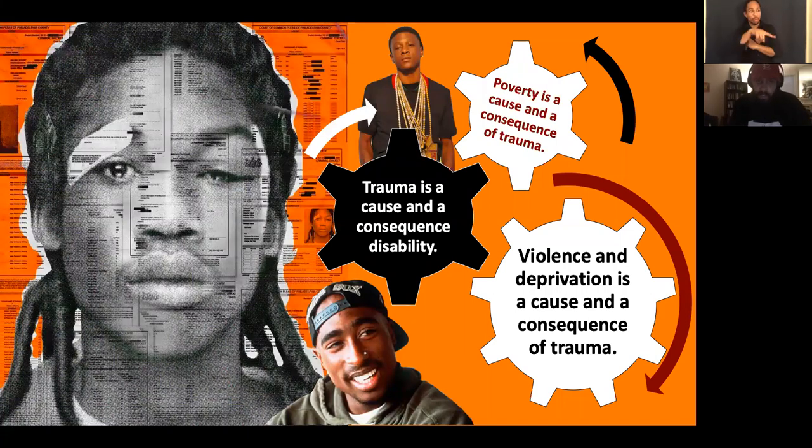On the screen, there's an image of 3 Black men, all 3 rappers. One is a mugshot, and there's a quote that says trauma is a cause and consequence of disability, poverty is a cause and consequence of trauma, and violence and deprivation is a cause and a consequence of trauma. One of the people pictured on the screen is Lil Boosie. He is somebody that spent time in Louisiana State Penitentiary, which is Angola, named after a plantation, and it's situated between 13 nuclear waste sites.